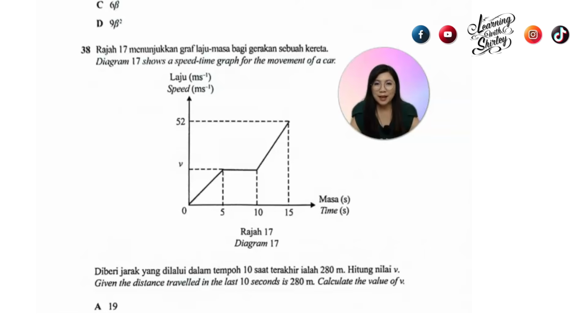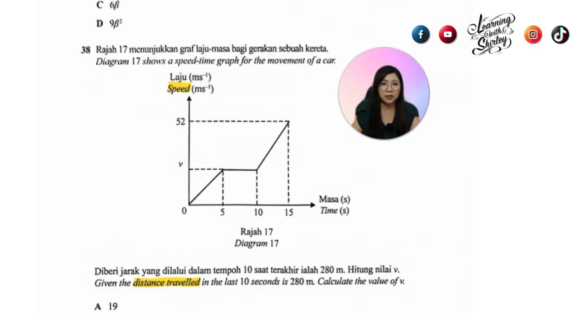Let's look at question number 38. So this is related to speed time graph. For speed time graph, usually they will ask you to find the rate of change of speed, which is acceleration, or they might ask you to find the distance. Because here, given distance traveled, definitely you have to find the distance. So you have to find the area under the graph.